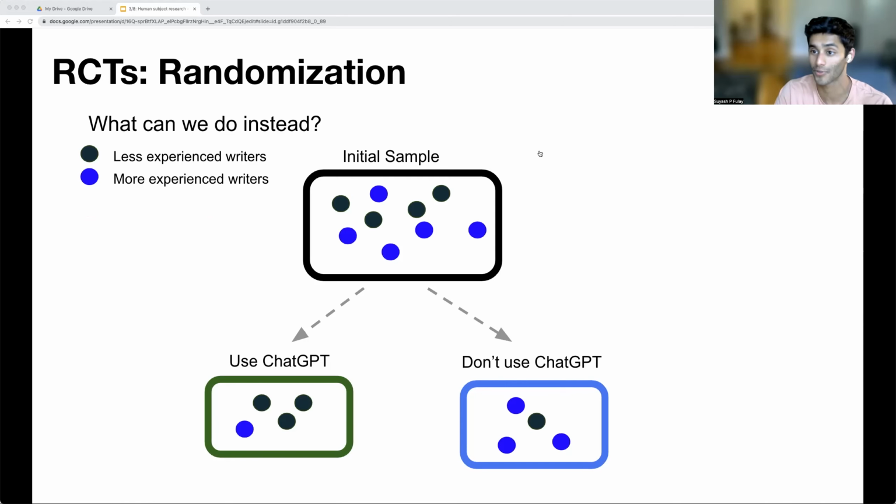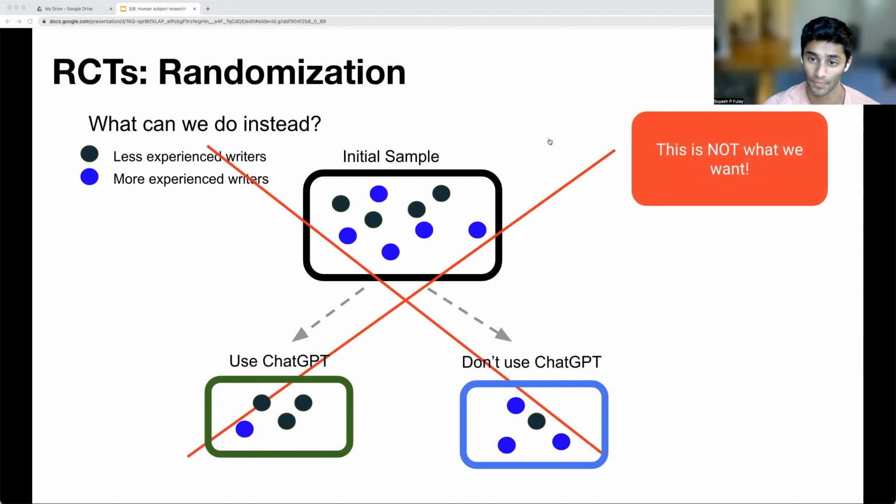And so whatever effect of ChatGPT we might detect is being washed out by this selection into treatment problem, where it just happens to be that people that are better at writing are tending to not use ChatGPT, and people that are not as experienced at writing are using it. And so this is not what we want.